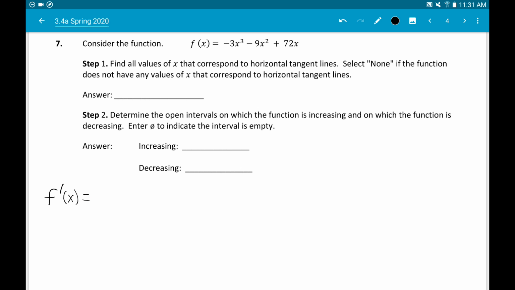So derivative of negative 3x cubed is negative 9x squared. The derivative of negative 9x squared is negative 18x. And derivative of 72x is 72. We're going to set that equal to 0 and solve for x. Notice 9 goes into these coefficients here, so I'm going to go ahead and pull a negative 9 out. It's going to leave me x squared plus 2x, excuse me, minus 8. And then x squared plus 2x minus 8 factors.